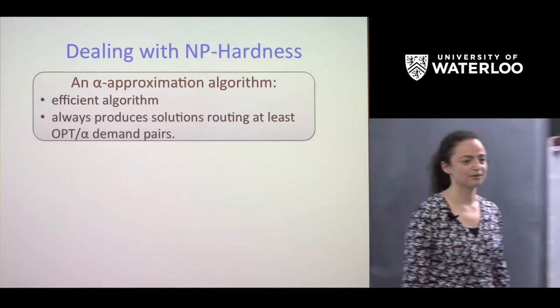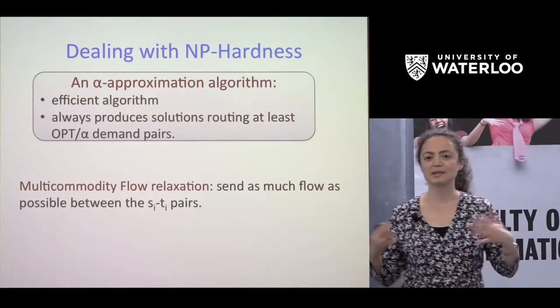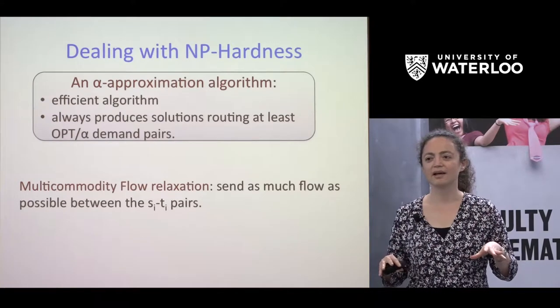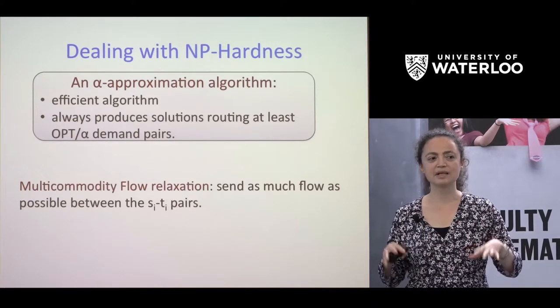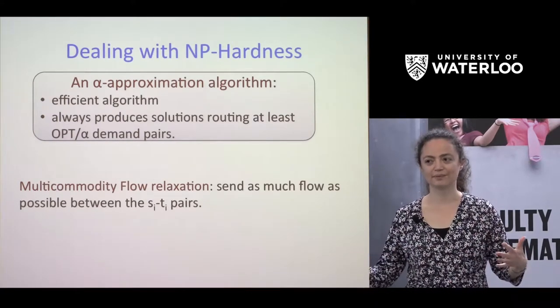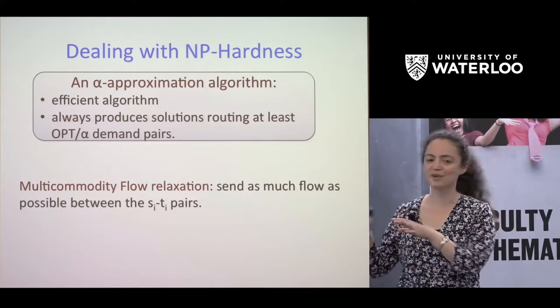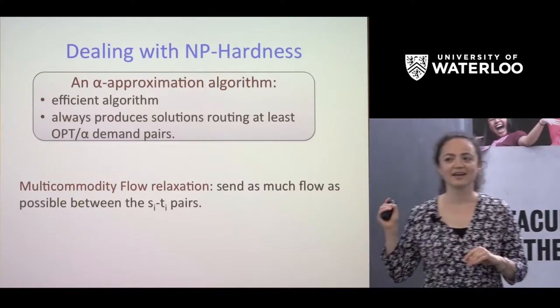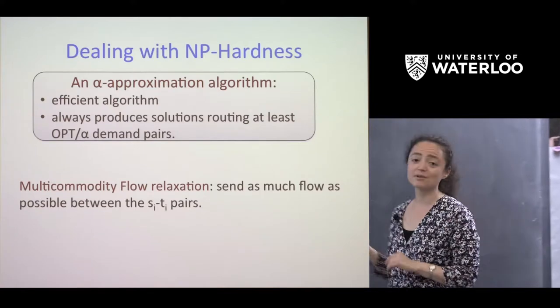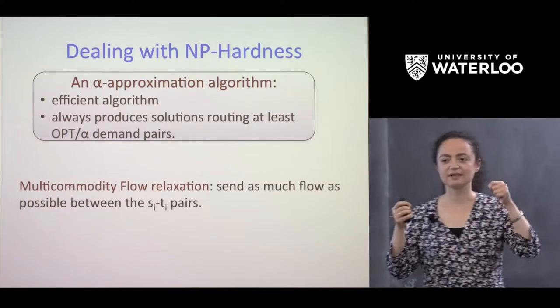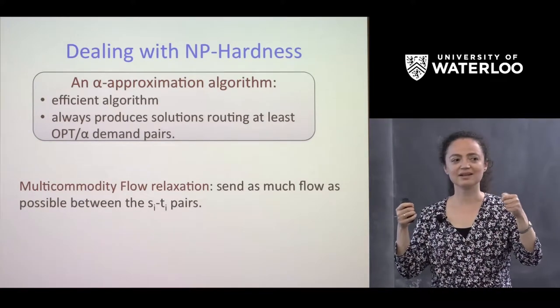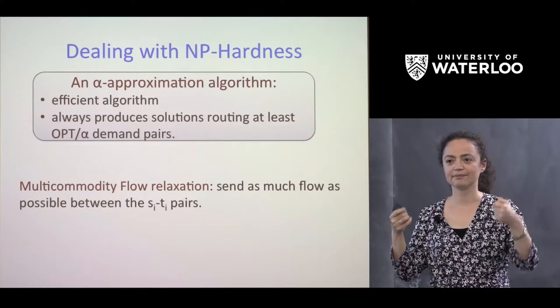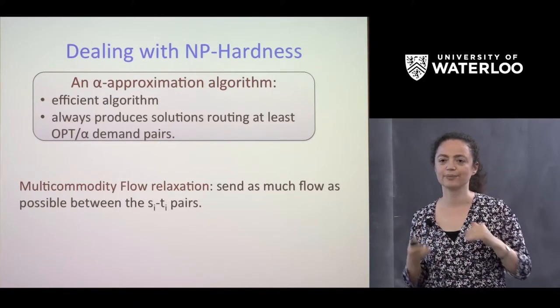So one method of doing this is I'm going to relax my problem to something easier that I know how to solve, and I'm going to use this easier solution as an estimate on the real optimum. It sounds hand-wavy, but it's going to be pretty rigorous. So I'm going to use a multi-commodity flow relaxation. Here, instead of connecting s_i to t_i with one path, I just want to send flow between them. So it doesn't have to be integral flow.